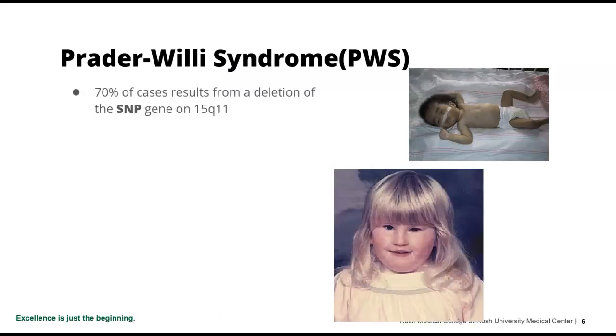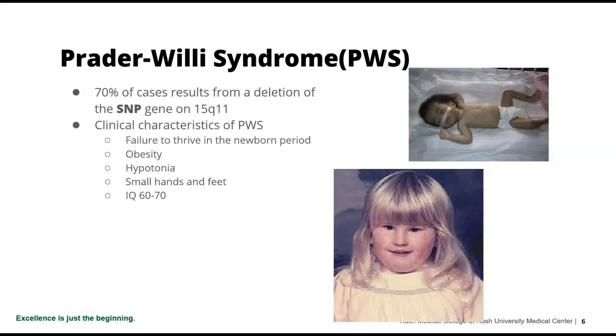Prader-Willi syndrome, we've talked about this before, 70% result from a deletion of the SNRPN gene on chromosome 15q11 region. Features include failure to thrive in the newborn period. Here's this kid with the NG tube, really thin, followed by obesity, low muscle tone, small hands and feet, and mild to moderate cognitive delays.